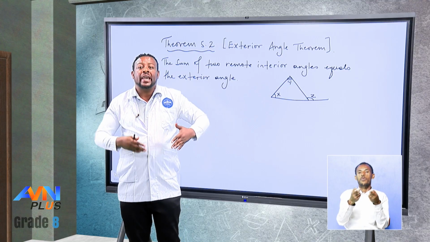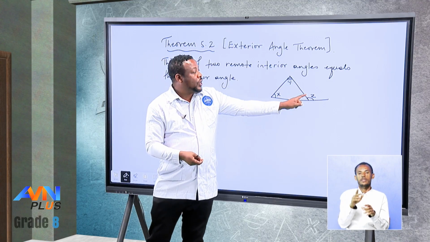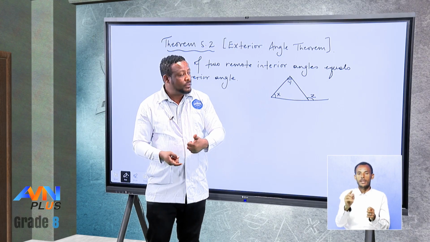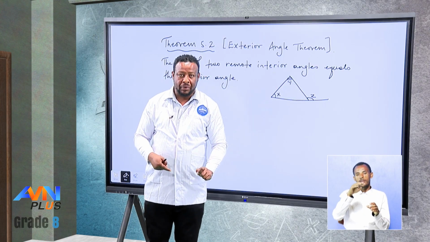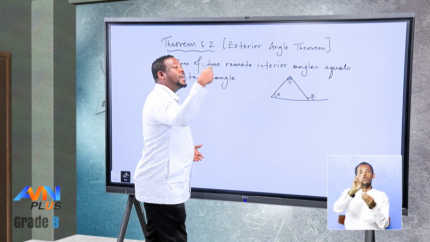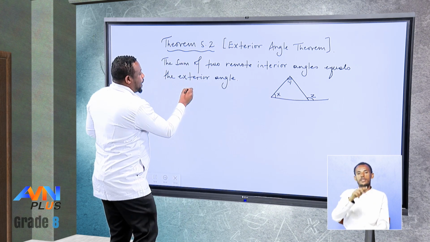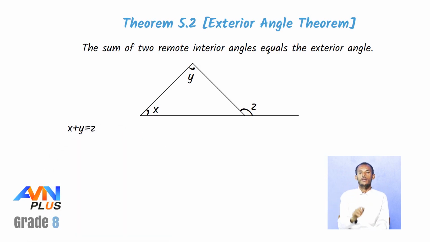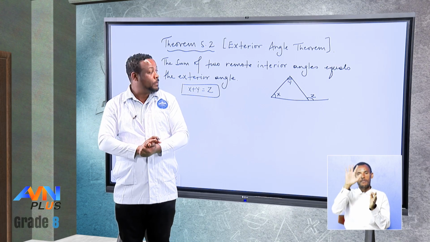So whenever we say exterior angle, you need to have an extension on one of the vertices and construct an angle outside the triangle. So Z is the exterior angle, X and Y are remote interior angles to Z, right? So this theorem tells us the sum of these two remote interior angles is equal to the exterior angle Z. That means X plus Y is Z, right? This is the geometric interpretation of theorem 5.2.